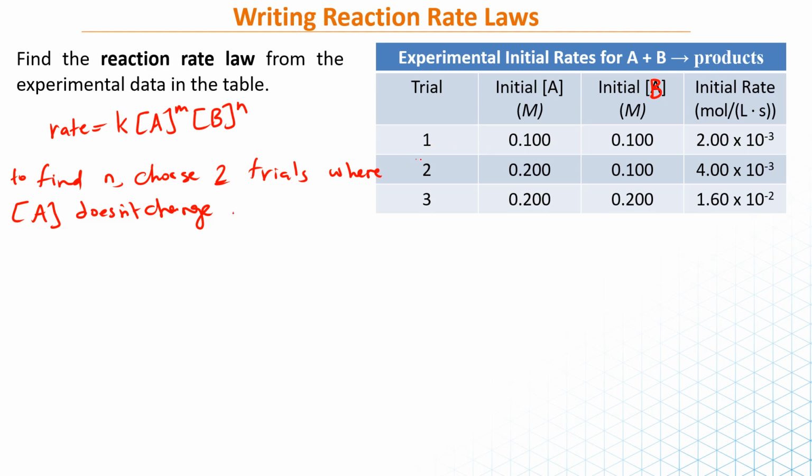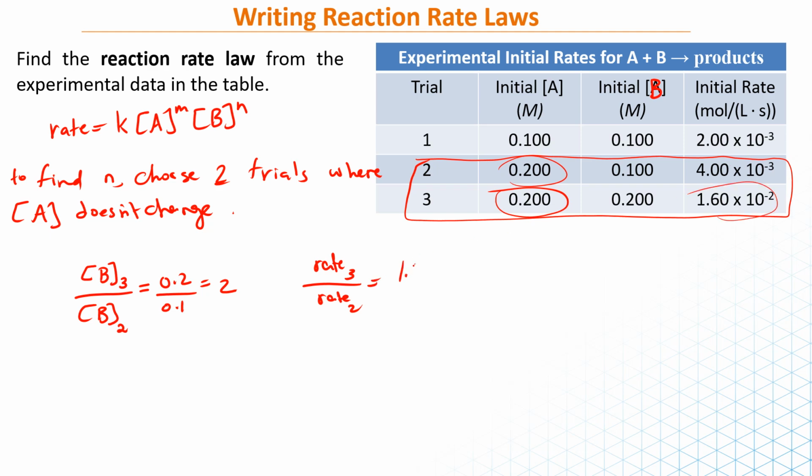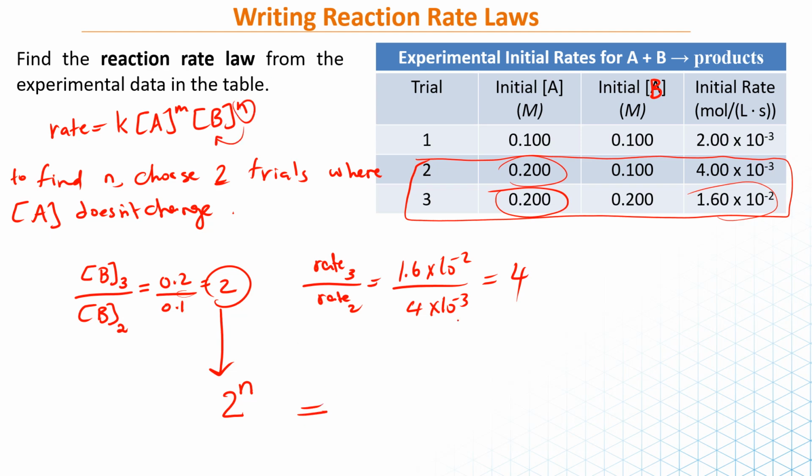You will notice that in trials 2 and 3, the concentration of A does not change, right? So you will notice that, guys. So now, the concentration of B in trial 3 divided by the concentration of B in trial 2 equals 0.2 over 0.1 equals 2. And rate of trial 3 over rate of trial 2 equals 1.6 times 10 to the power minus 2 over 4 times 10 to the power minus 3, which is 4. So take this number down here and say 2 to the power of n. Why n? Because we are talking about B now. Equals this number here. So n equals 2.